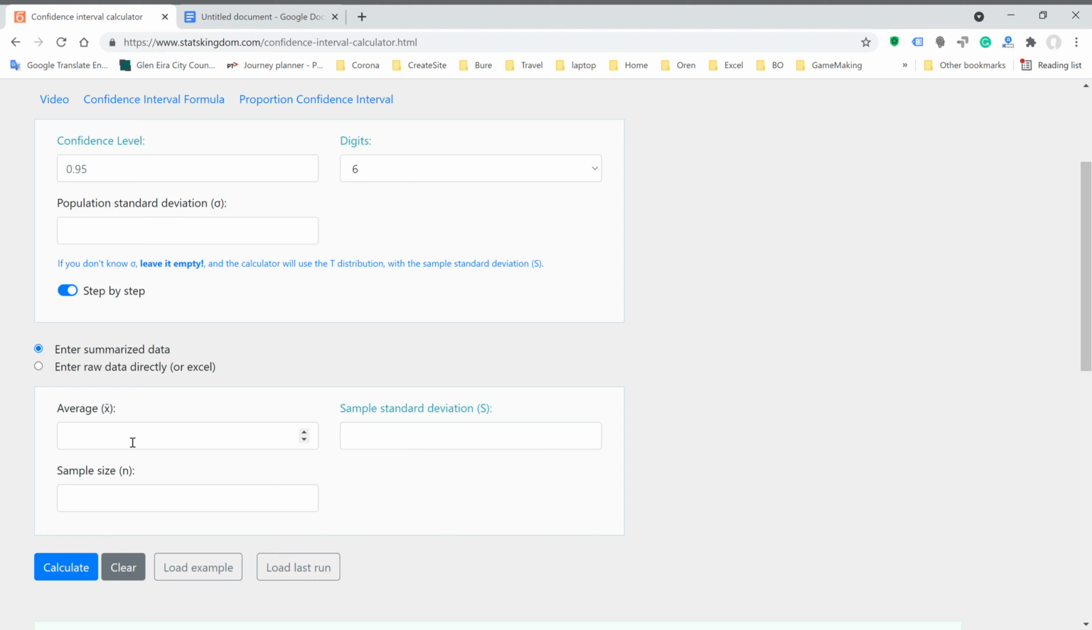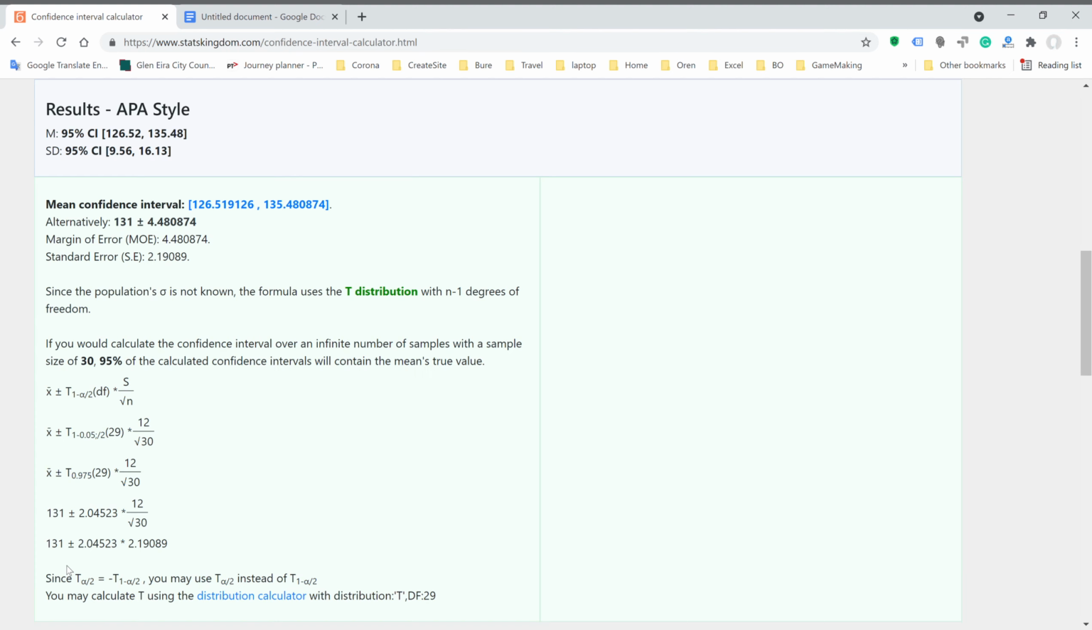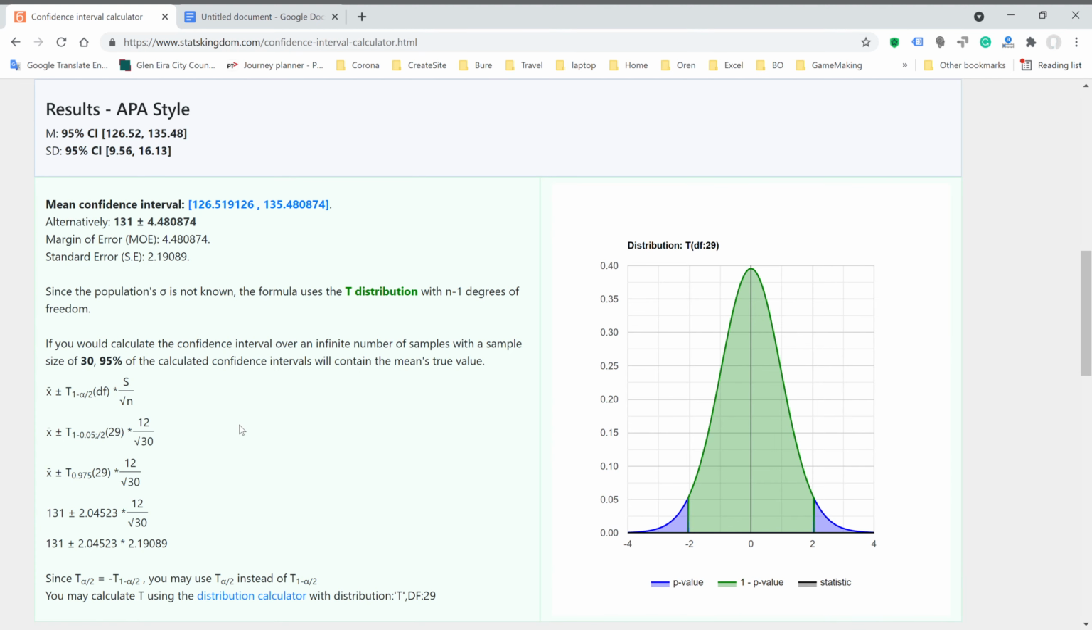So first we look at the confidence level, which we can leave at 0.95, but we could change it if we want something different. We don't know the population standard deviation, so we can leave that blank. Then we look at some of the sample statistics. The average was 131 grams, so we write that in. The standard deviation was 12 grams, and the sample size was 30 apples. And once we have all of the numbers plugged in, we can click calculate and get the following results.